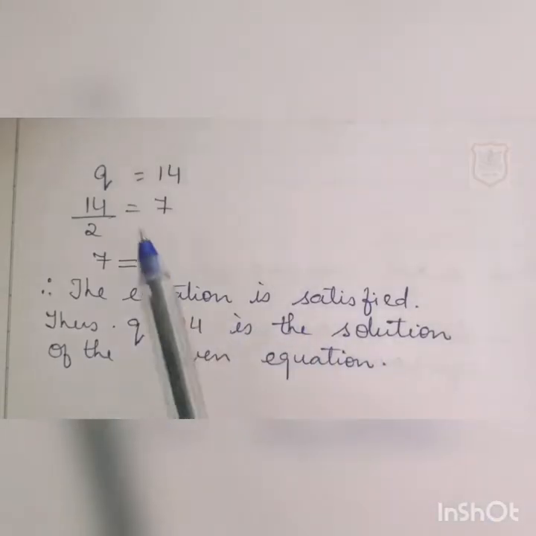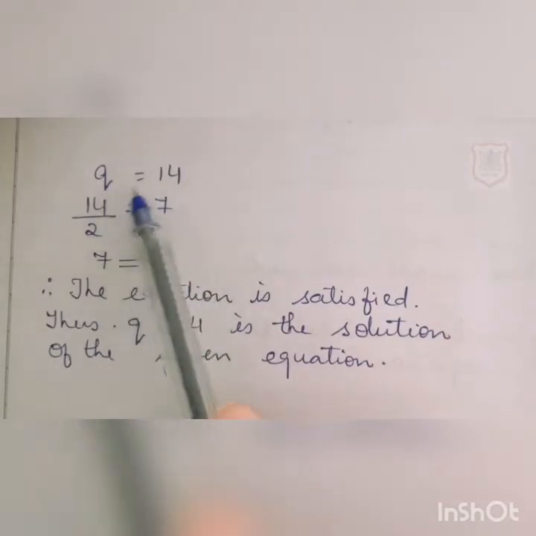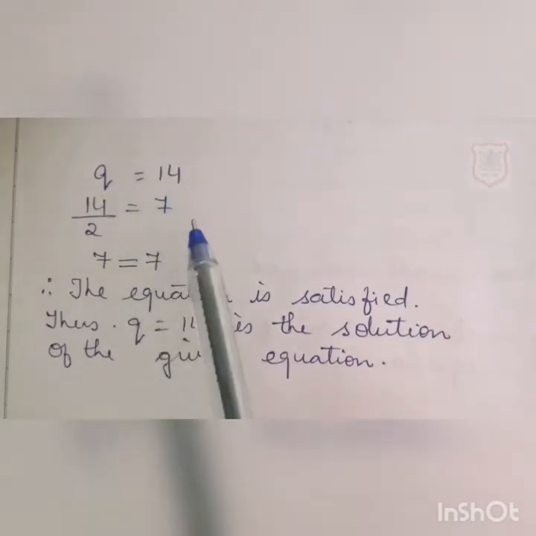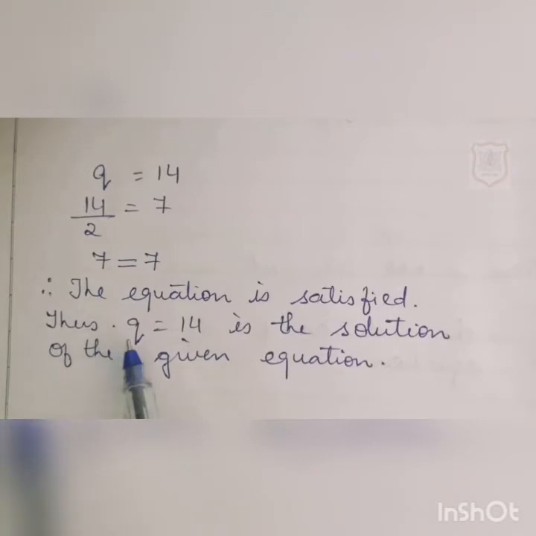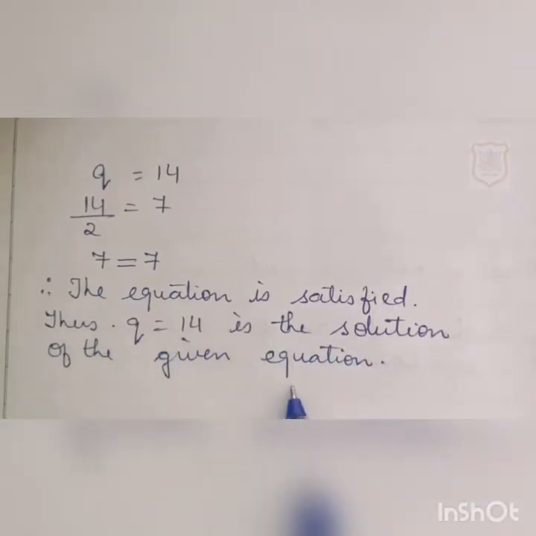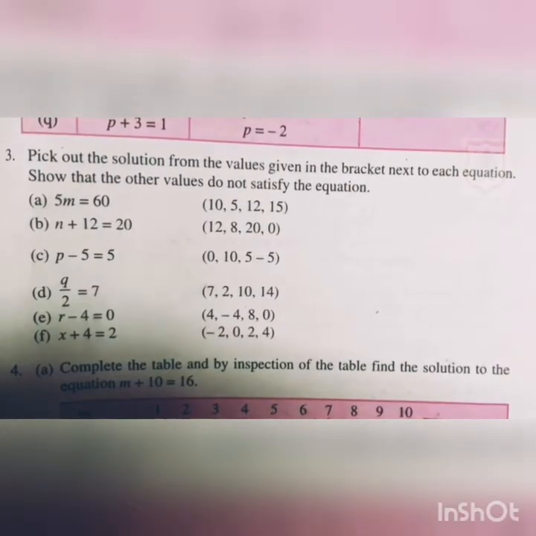Now we'll consider Q is equal to 14. Now 14 divided by 2 is equal to 7. So 7 is equal to 7. Therefore, we can say that the equation is satisfied. Thus, Q is equal to 14 is the solution for the given equation. So children, in the same way you have to do E and F.